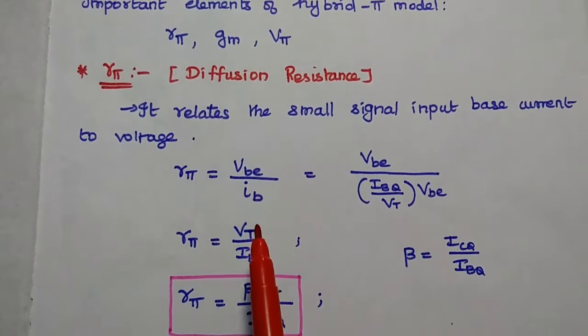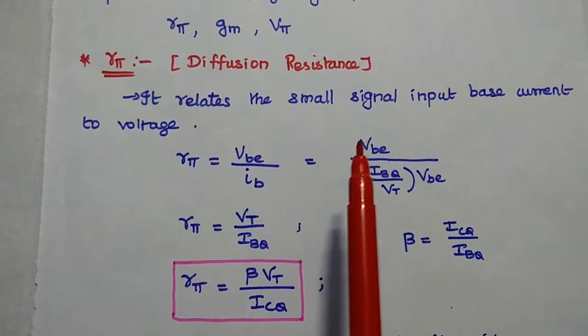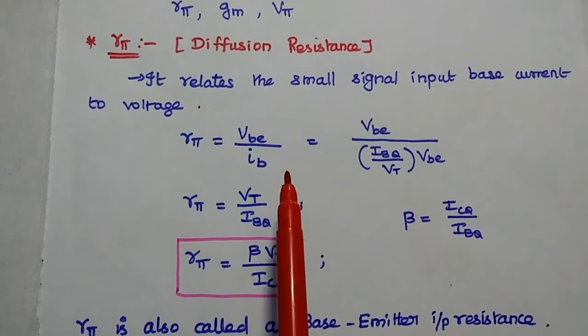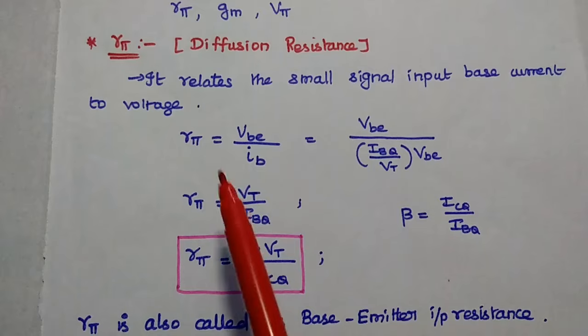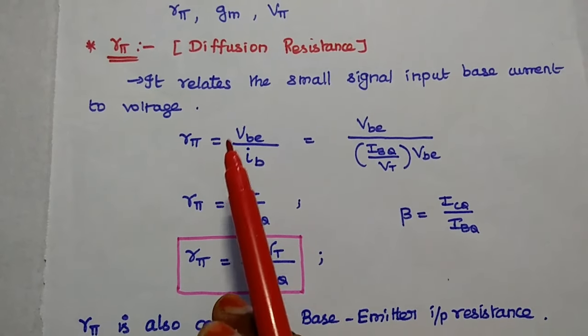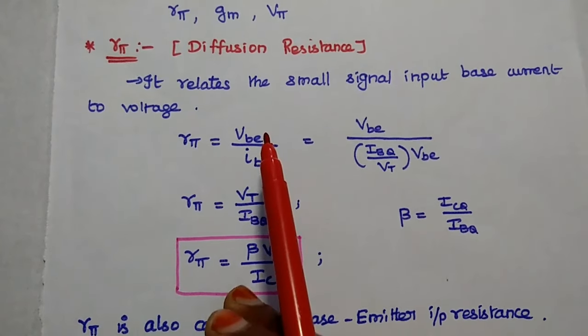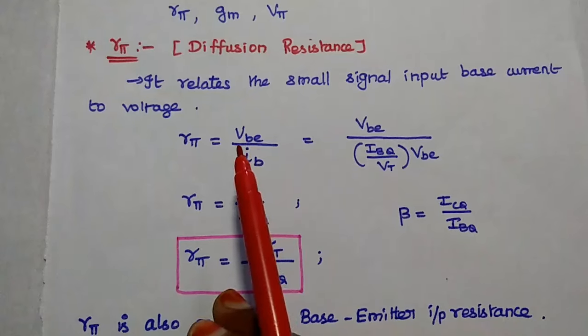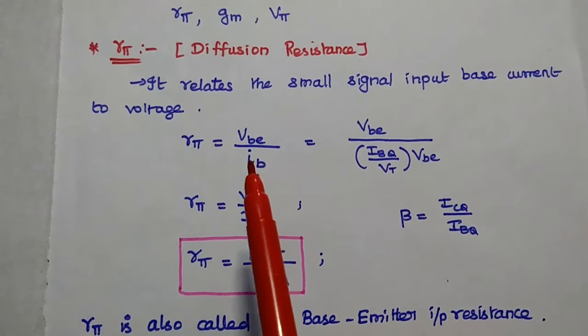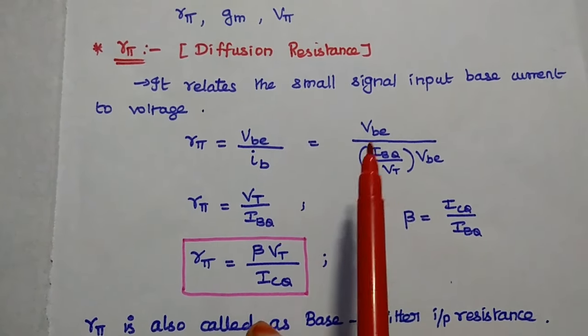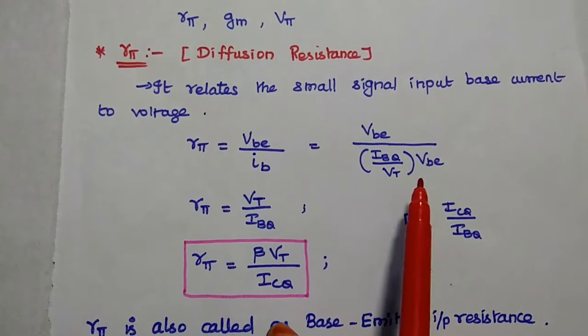R pi is also called the diffusion resistance. It relates the small signal input base current to the voltage. So R pi is equal to, according to Ohm's law, voltage by current. So the input voltage is VBE by IB. The base current is nothing but IBQ by VT into VBE.